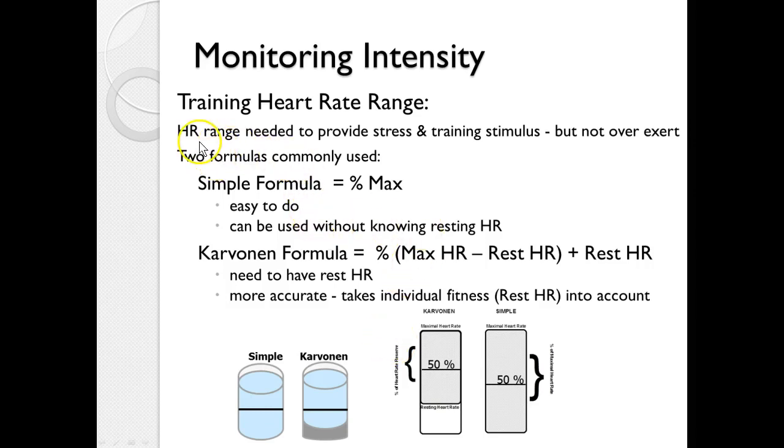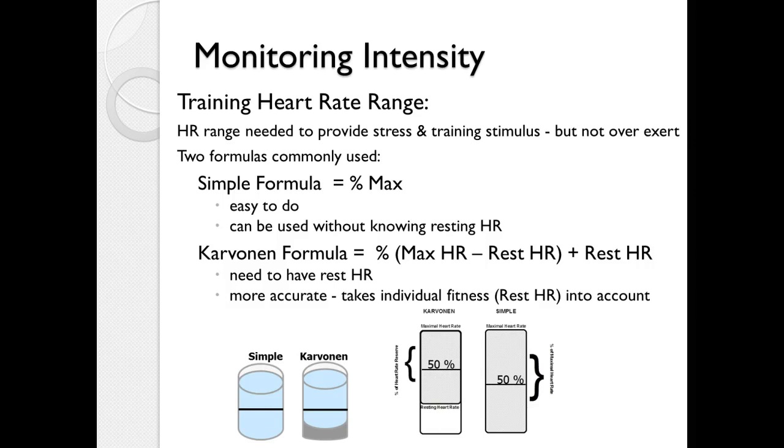Training heart rate range is the range needed to induce a training stimulus but not overexert. Two formulas we use to calculate this are the simple and the Karvonen formula. The simple formula is easy to do. You take a percentage of the max, and that's the intensity that they'd work at. And the range that we use for this formula is 64 to 94%. The great part about this is you can use it without knowing the resting heart rate. So you may have a client who can't remember to measure it, and so you could use the simple formula to give them a training heart rate range.